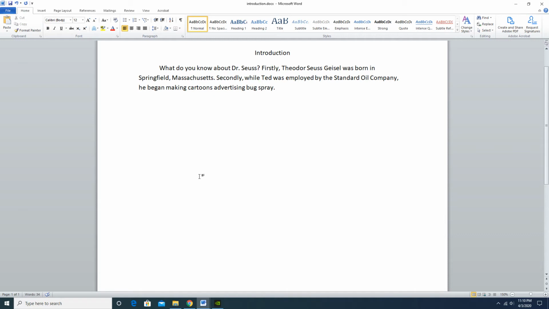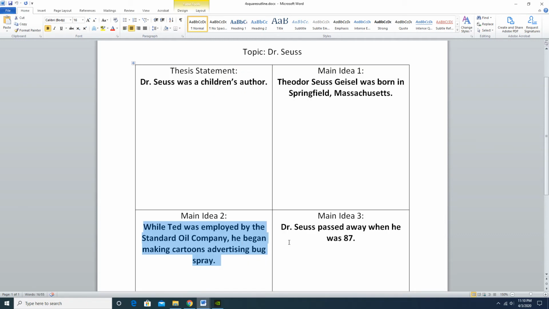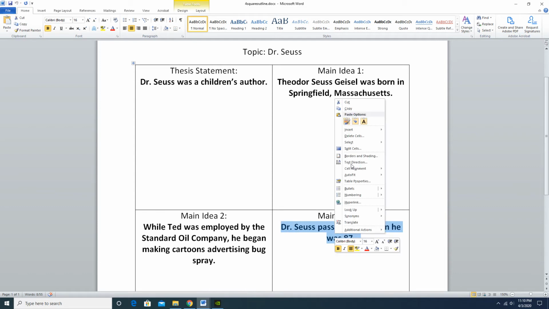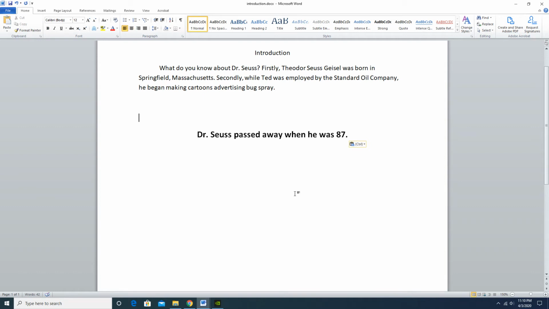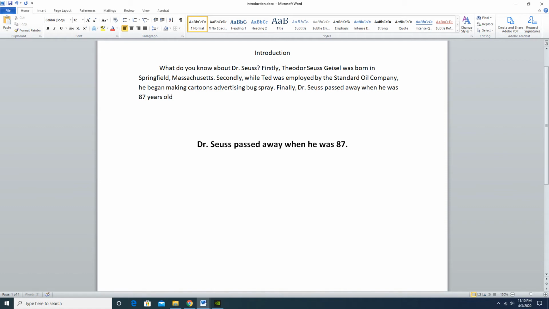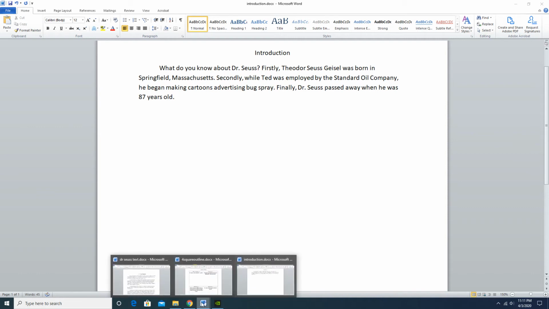My introduction is starting to take shape right now. Then I go back to my 4-square outline again, and I take my main idea 3. Finally, Dr. Seuss passed away when he was 87. I think I'm going to modify that just a little bit. I'm going to say years old. Now, I have 2 more things I need to add to my introduction. You can see I didn't have to do much here. I just had to take what I'd put on my 4-square outline and transfer it over to my introduction, along with a hook. There are 2 more sentences I need to add.